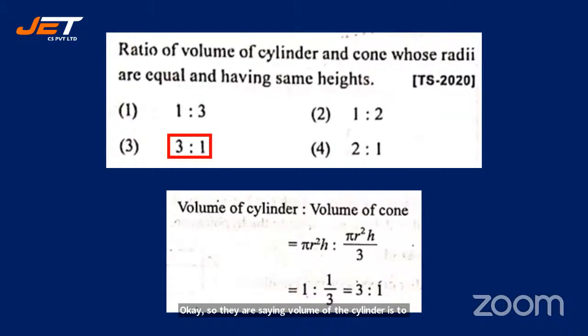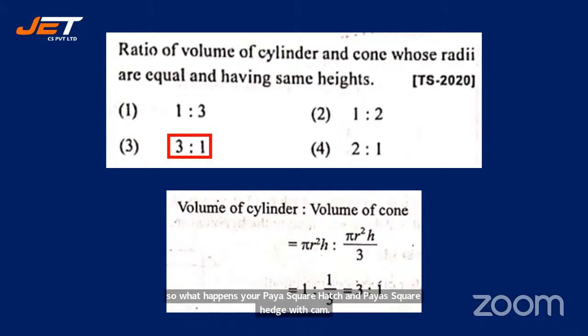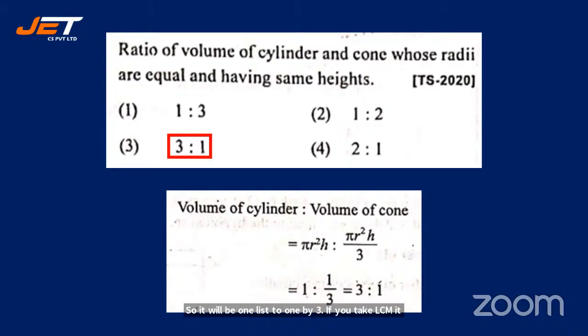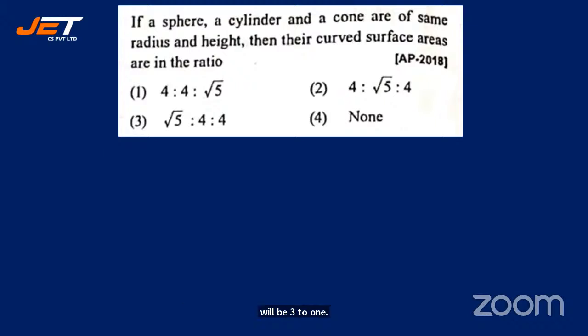So what is volume of the cylinder? Pi r square h is to, what is the volume of cone? 1 by 3 pi r square h. All right. So what happens? Your pi r square h and pi r square h get cancelled. So it will be 1:1 by 3. If you take LCM, it would be 3:1. Very simple question. All right, see the next question.